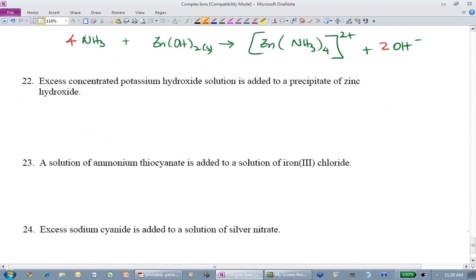Excess concentrated potassium hydroxide solution is added to a precipitate of zinc hydroxide. Didn't we just do this basic? Oh, now we're adding the hydroxide. Never mind. So this is just going to make a bigger complex. So 2OH minus plus Zn(OH)2. All right, in lab, this is a precipitate.